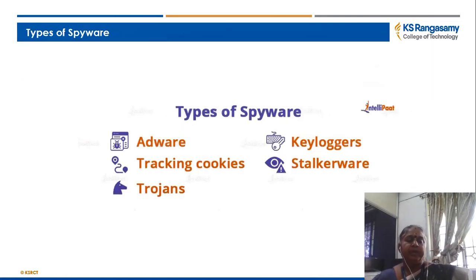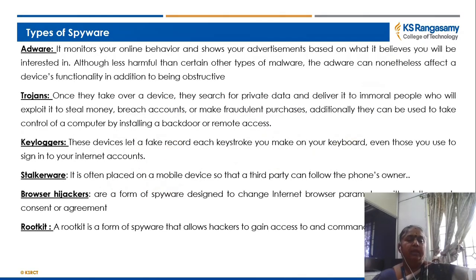Different types of spyware: adware, tracking cookies, trojans, keyloggers, stalkware. Adware is advertisement. It monitors your online behavior and shows you advertisements based on what it believes you will be interested in. Although less harmful than certain types of malware, adware can nonetheless affect a device's functionality in addition to being obstructive. The next one is Trojan.